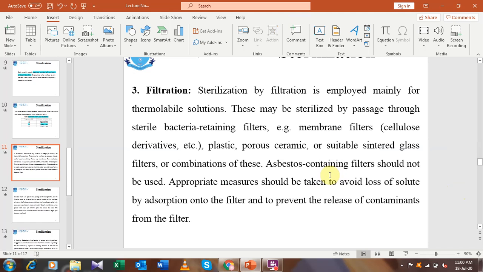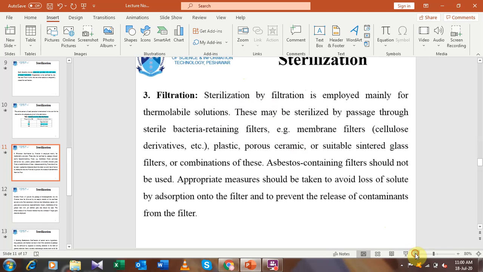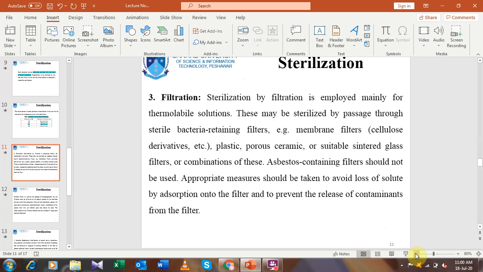Another method of sterilization is filtration, which is one of the mechanical methods. Sterilization by filtration is employed mainly for thermolabile solutions, which are heat sensitive materials that cannot be processed by direct heat, mild heat sterilization or autoclaving. These may be sterilized by passage through sterile bacteria-retaining filters, for example membrane filters, which are made of cellulose derivatives, etc., plastic, porous ceramic, or suitable sintered glass filters, or a combination of these.